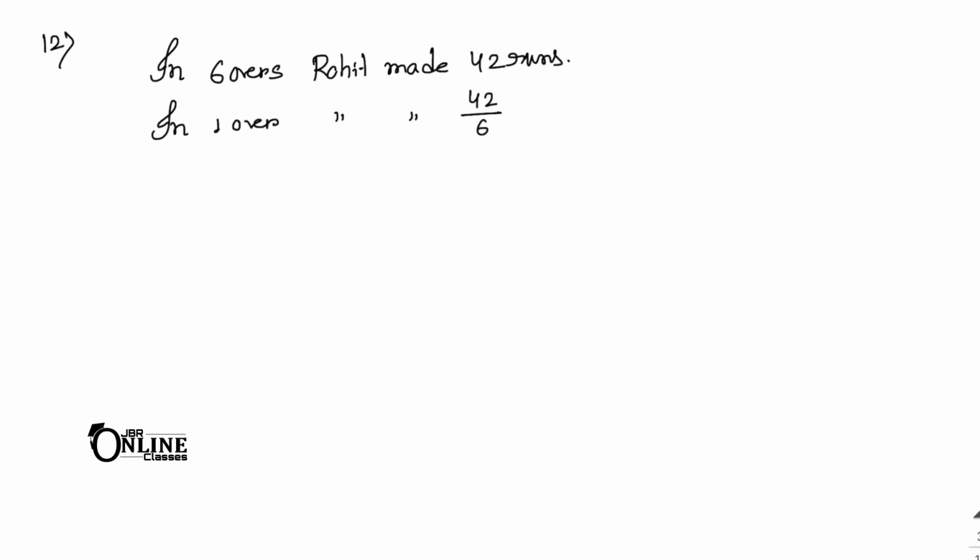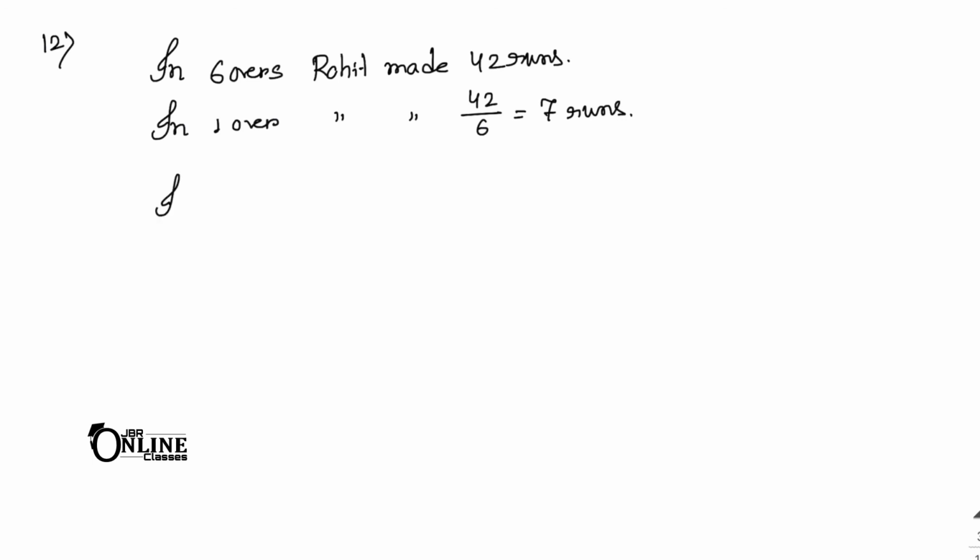So here Rohit made 42 runs in 6 over. Virat made 63 runs in 7 over. Alag alag hai dono ka. Pehle ka 6 over, dusre ka 7 over. Iska matlab dono ko hi ek over mein convert karna hoga. So write down here, in 6 overs Rohit made 42 runs. Okay, then here in 1 over Rohit made 42 by 6, that means here 7 runs.